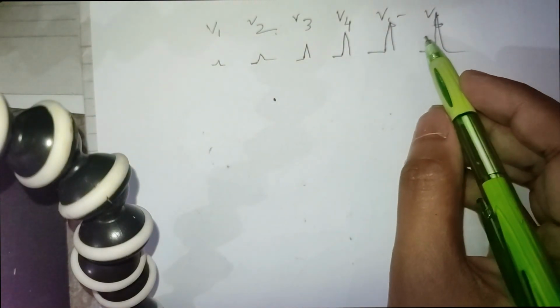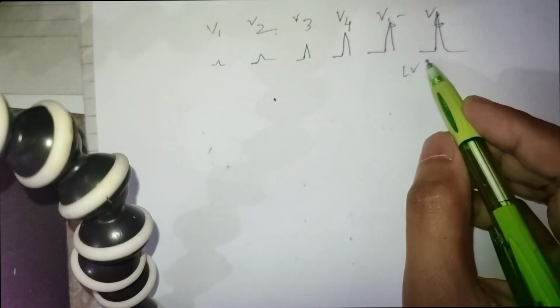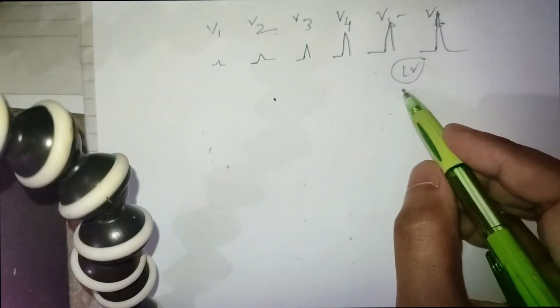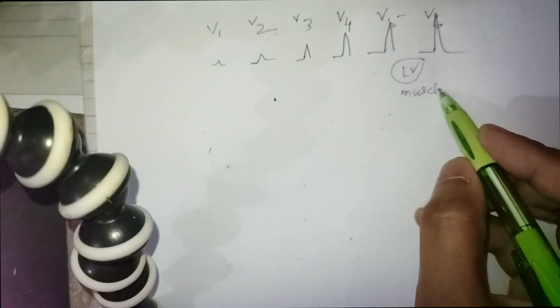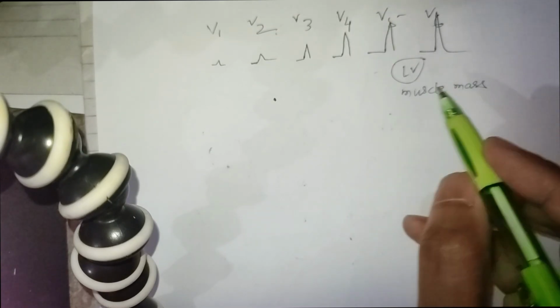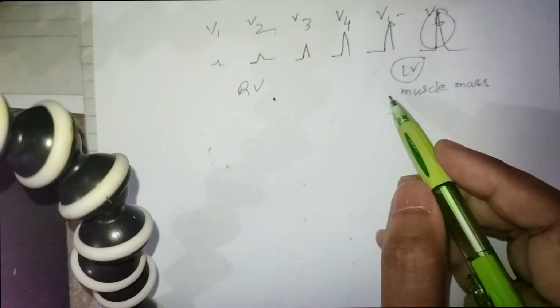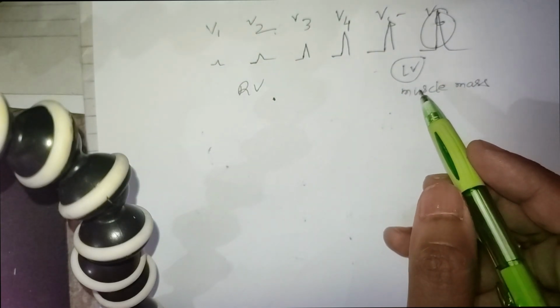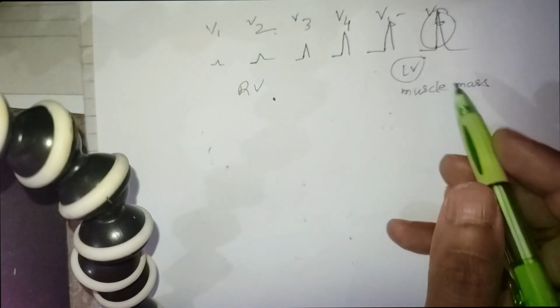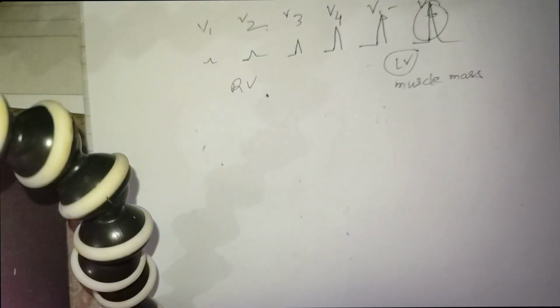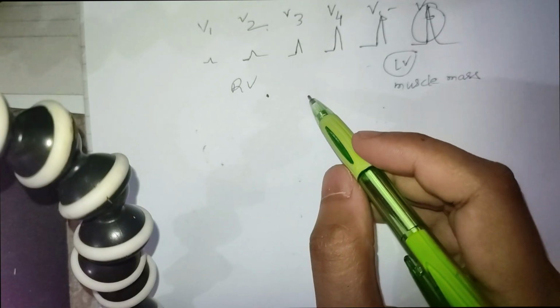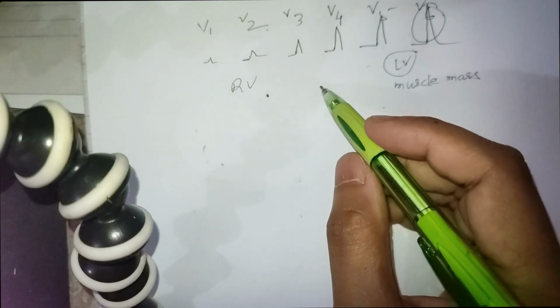Why? Because on the left side there is the left ventricle, and you know the left ventricle has more muscle mass compared to the right ventricle. That's why you get bigger positive voltage in the left precordial leads, right? And you know the septum depolarizes from left to right.